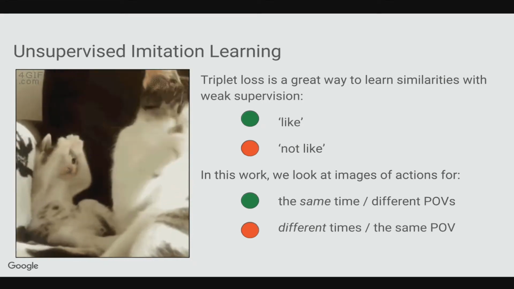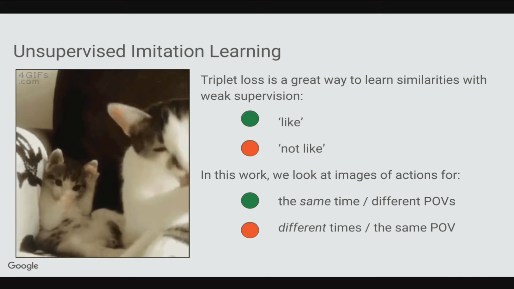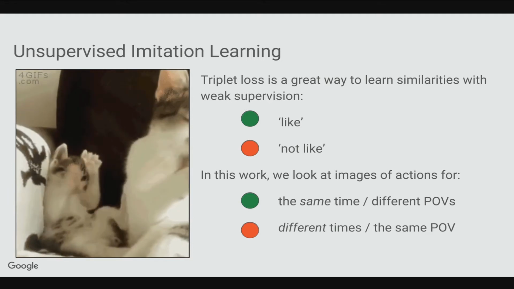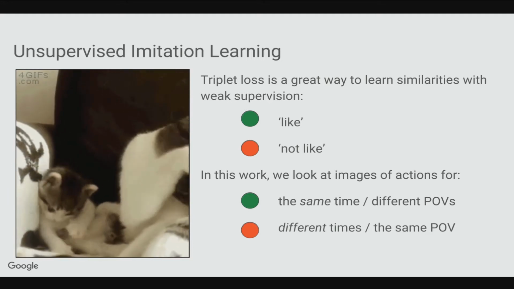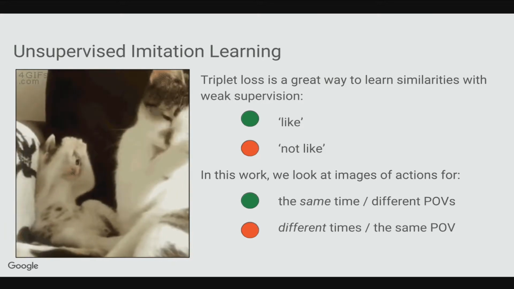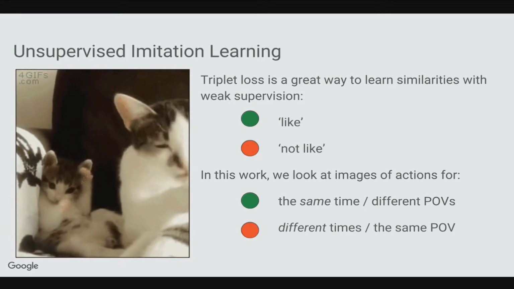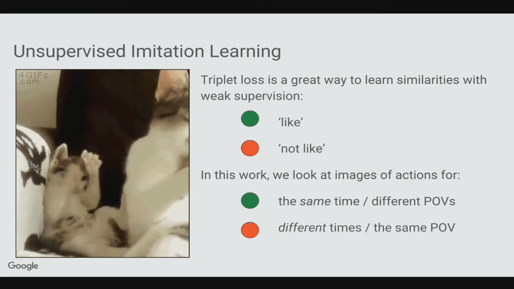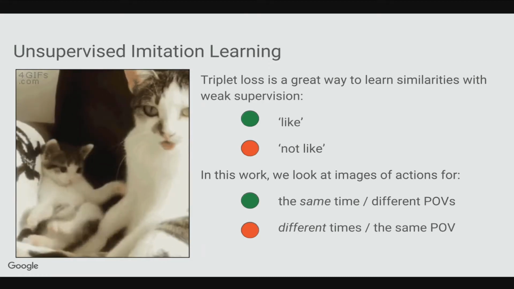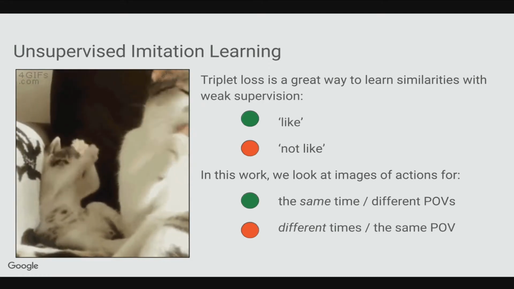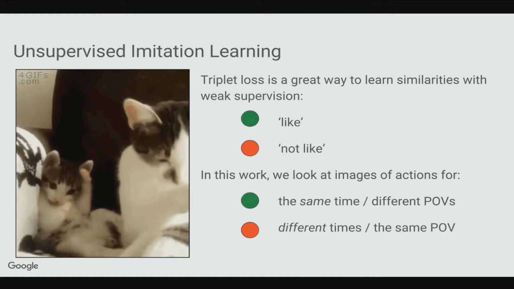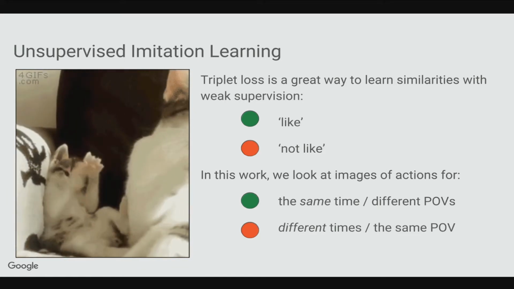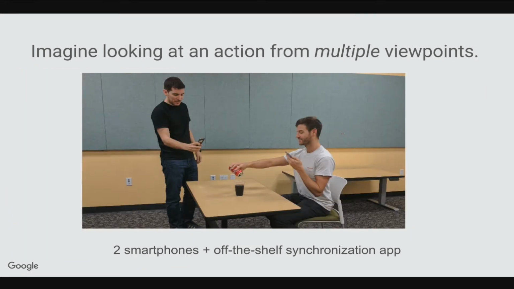The triplet loss is nice because it uses a very simple notion of things being alike or not alike. In this work, we're going to look at images of actions, where if an image is taken at the same time but from a different point of view, we consider it alike. If the image is taken at a different time from the same point of view, it's considered different. I'll make that clearer now.